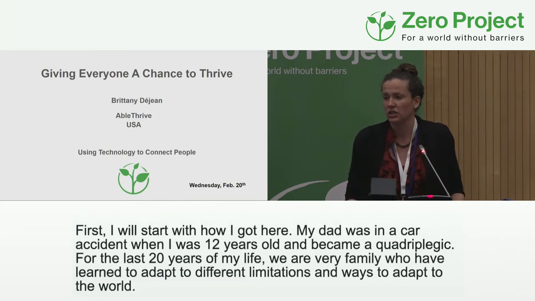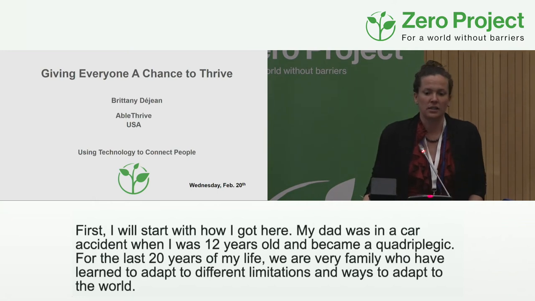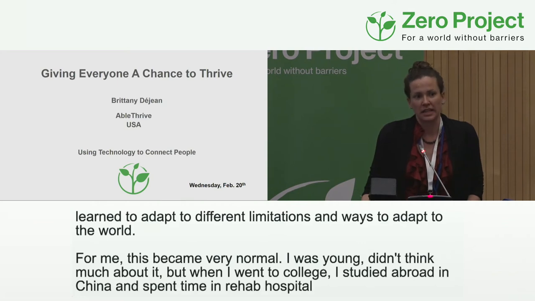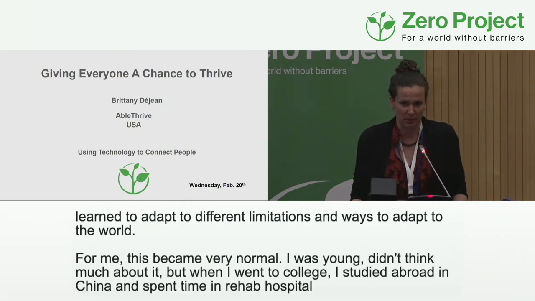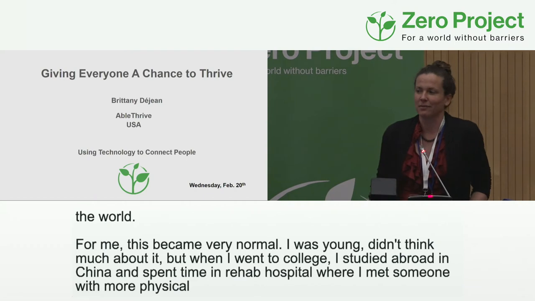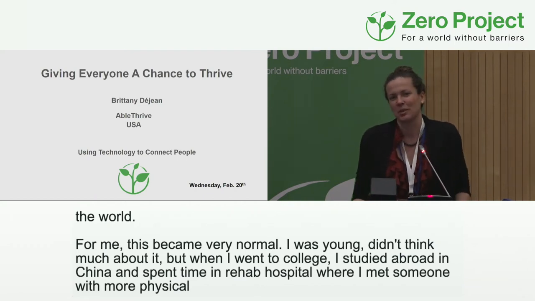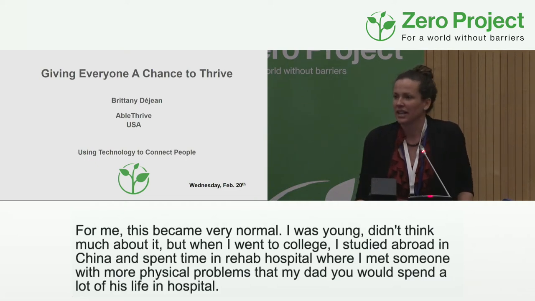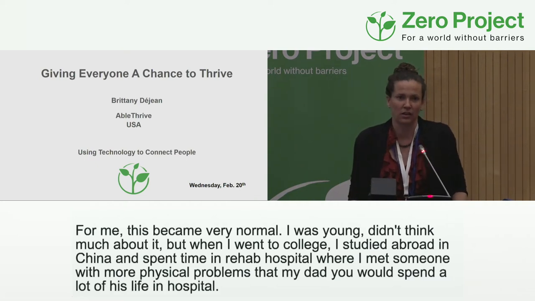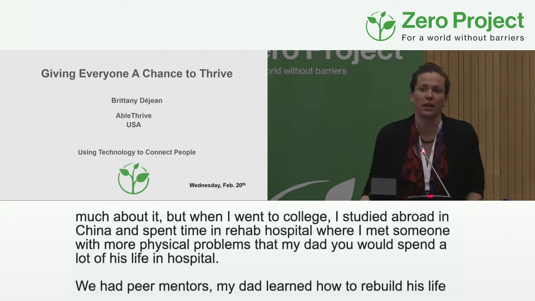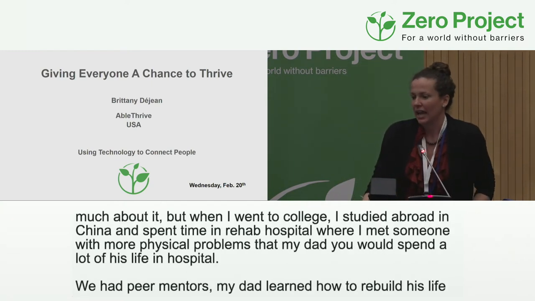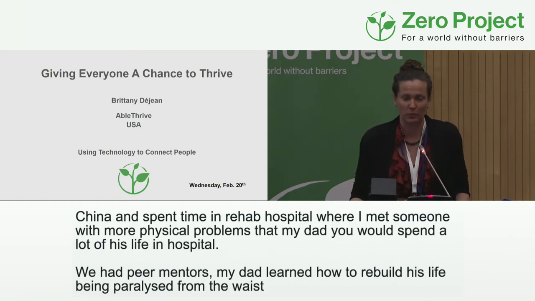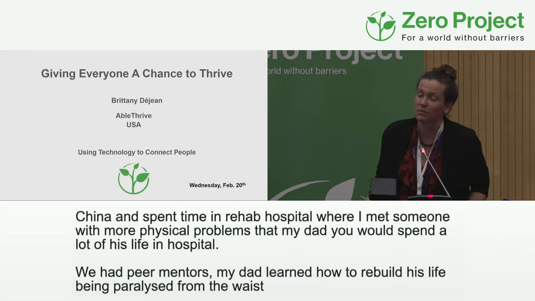But when I got to college, I studied abroad in China and spent time in a rehab hospital where I met someone who had more physical mobility than my dad, who told me he would spend the rest of his life in bed. And that's when I realized that, wait, we lived near a big city. They had a great spinal cord injury hospital. We had peer mentors. My dad learned how to rebuild his life, being paralyzed from the chest down and having his fingers paralyzed, and lived independently, went back to work, did all of these things that I took for granted as normal. And AbleThrive was born out of wanting to make that possible for others.